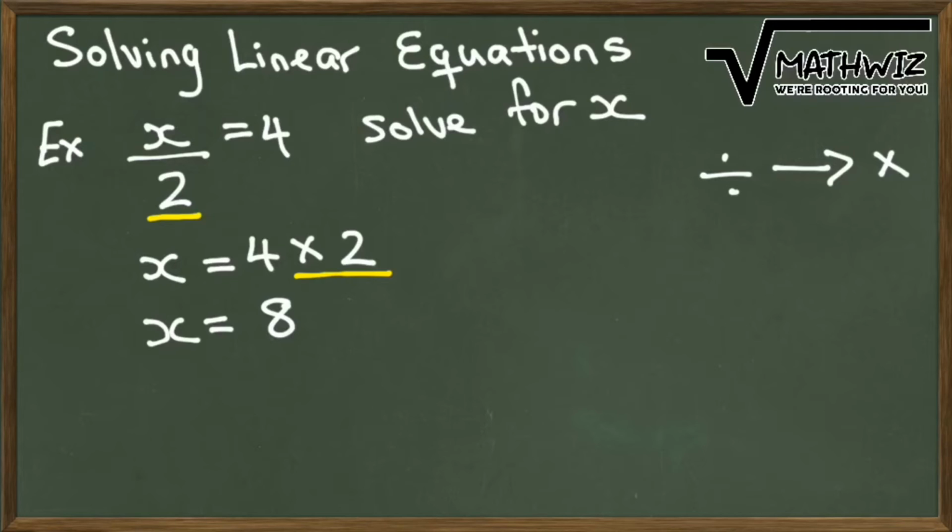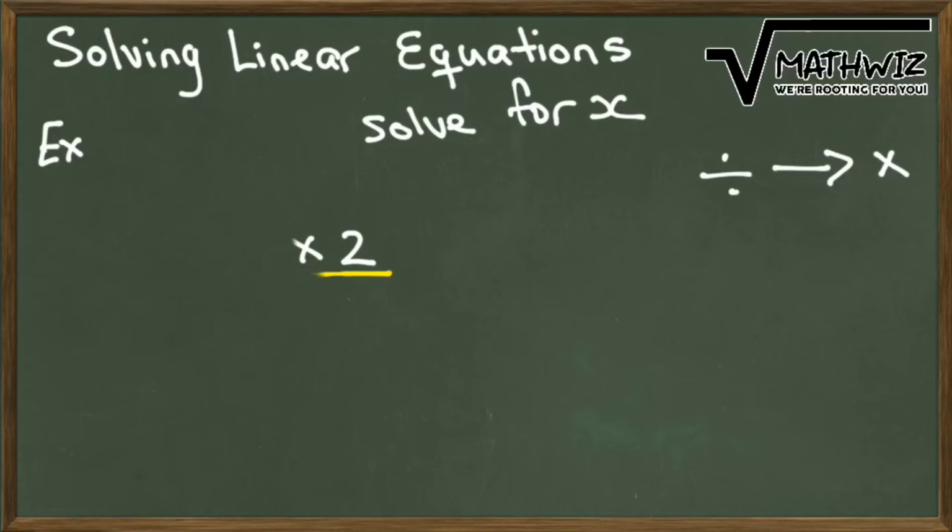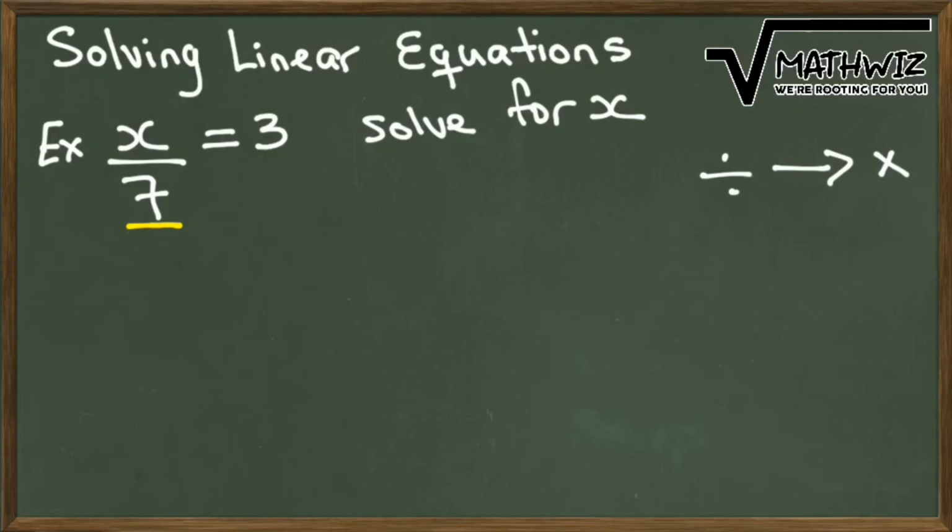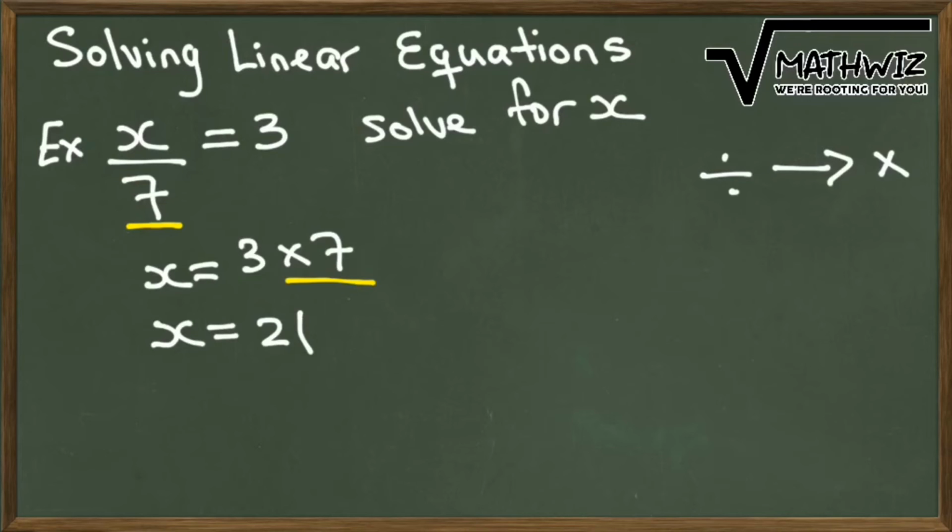All right, let's go ahead and try another one. Of course, if you want, you can always pause the video, write your notes, and then press play to continue. All right, so let's say we have x over 7 is equal to 3. Right, that's the same thing as saying x divided by 7, right? So since this 7 is divided, when we take it across, we are going to multiply. And 7 times 3 is going to give us 21.